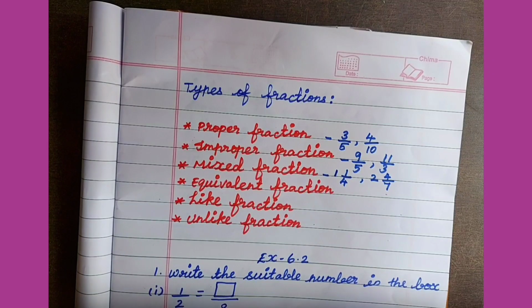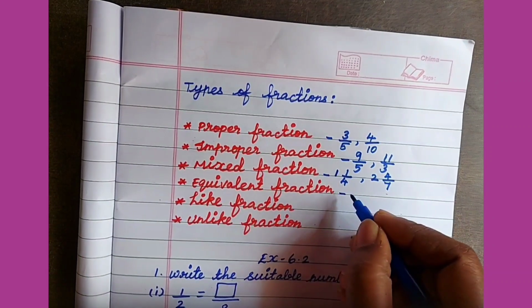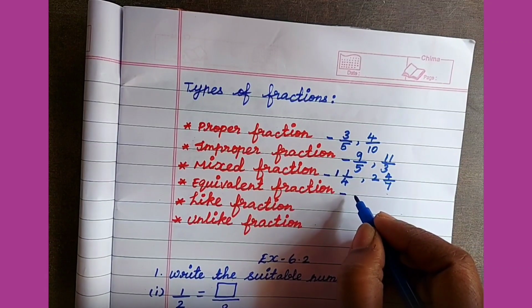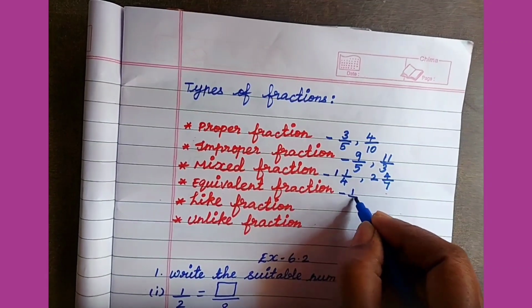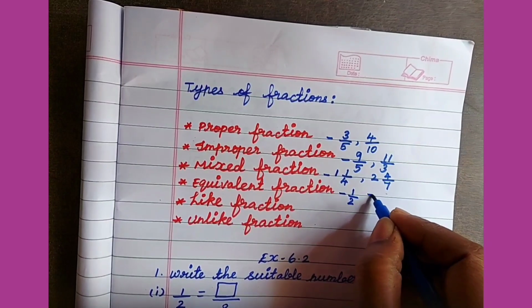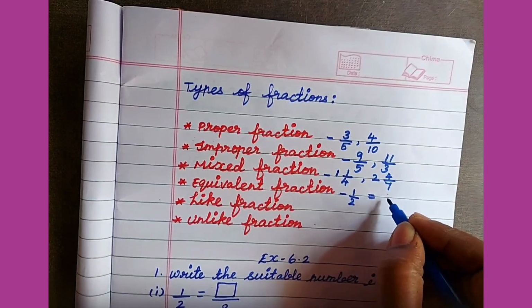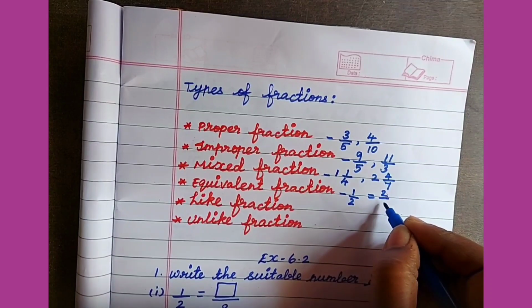Next one, equivalent fraction. Equivalent fraction means when the numerator and denominator of a fraction are multiplied by the same non-zero number, we get a fraction that is equivalent to the given fraction. So for example, we write 1 by 2. So 1 by 2 is equal to another fraction value, 2 by 4.